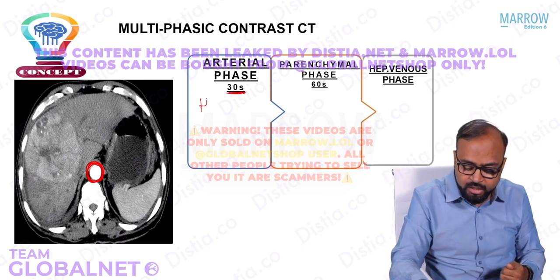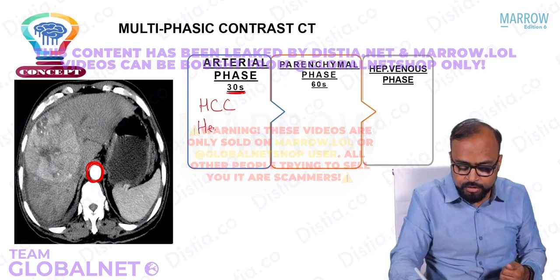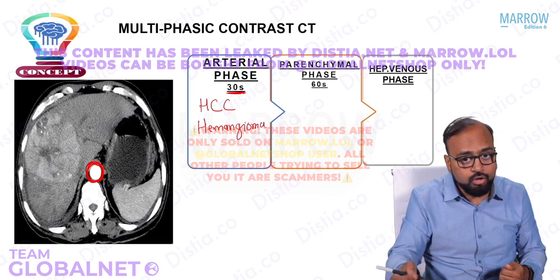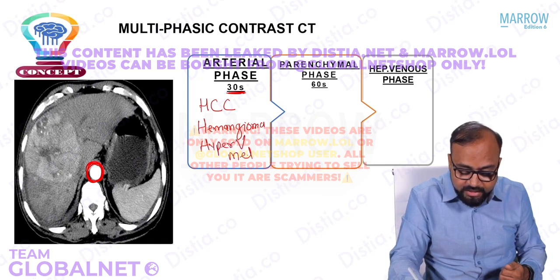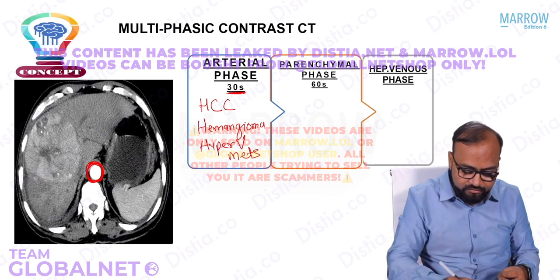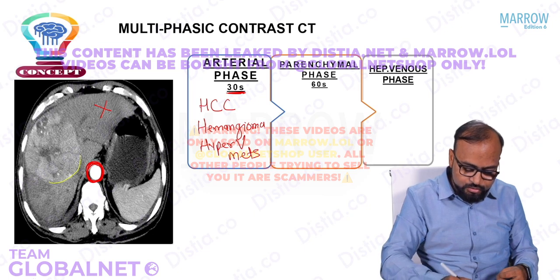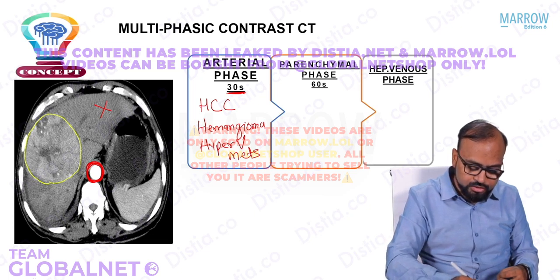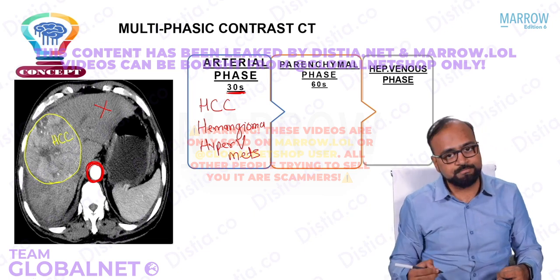It is mainly a hepatocellular cancer or a hemangioma within the liver, or even hypervascular metastasis from aggressive tumors. They will be diagnosed on arterial phase. Can you see in this arterial phase, the liver is not enhancing, but inside the liver, can you see this lesion which is heterogeneously enhancing? This is a hepatocellular cancer.